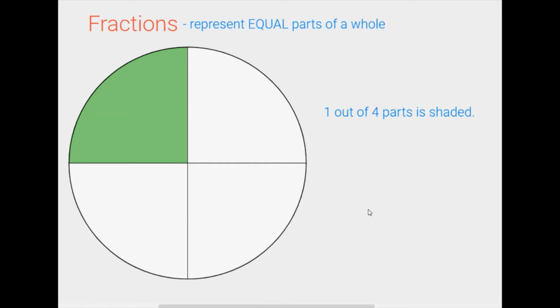Since this is math, we need numbers to represent this. So we say that 1 over 4 or 1/4 of the circle is shaded. This is how we represent this fraction. It's 1/4. You put 1 on top and then separate it with a straight line and then 4 at the bottom. So 1/4, this portion is 1/4 of the circle. 1/4 of the circle is shaded.